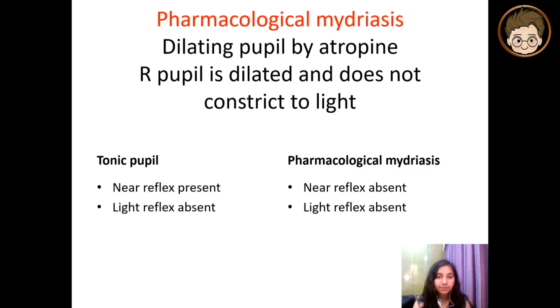Next is pharmacological mydriasis, and this happens because of the addition of atropine to the pupil and it causes dilatation of the pupil. Suppose if right pupil is dilated, it will not constrict to light also. The difference between tonic pupil and pharmacological mydriasis is that in tonic pupil, the near reflex is present but light reflex is absent. In the case of pharmacological mydriasis, both near reflex and light reflex are absent.